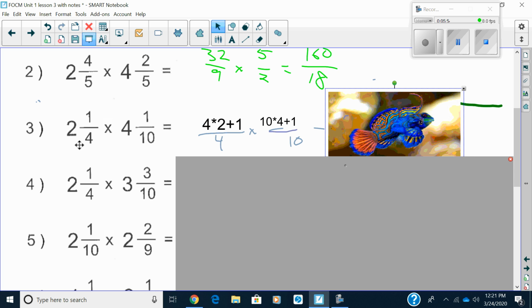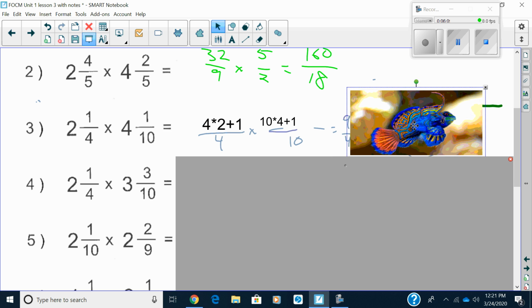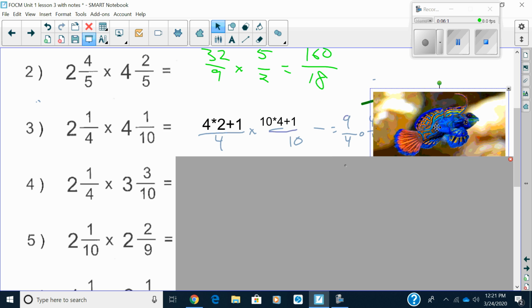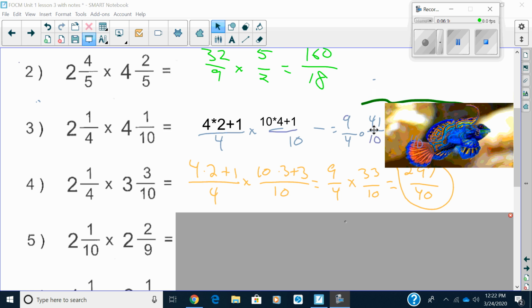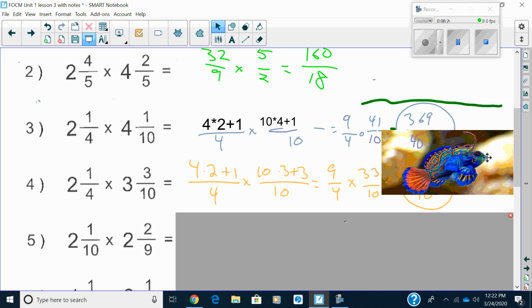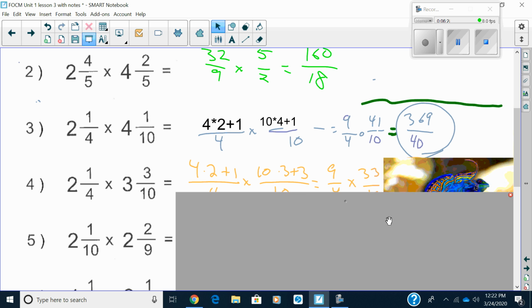Okay, so here we do 4 times 2 plus 1, all over 4, times 10 times 4 plus 1, all over 10. Let's move this dragon basilet. Yes, that's what the fish is called. So we have 9 over 4 times 41 over 10. 10 is the denominator. You don't change the denominator. You don't need a common denominator when multiplying. And so we do 9 times 41, 369, and 10 times 4 is 40.